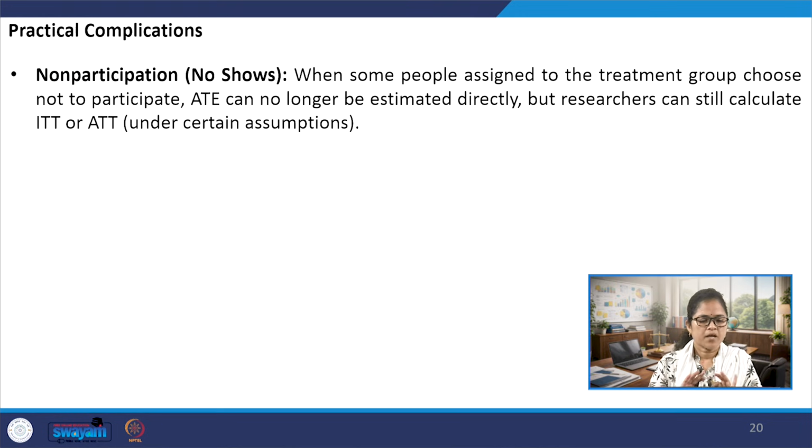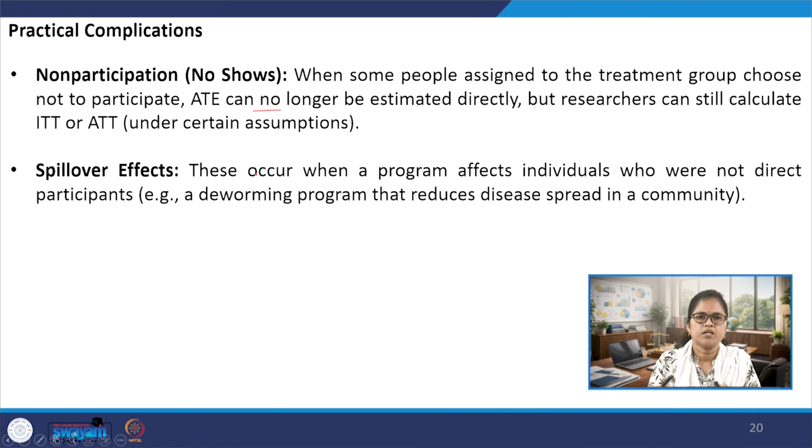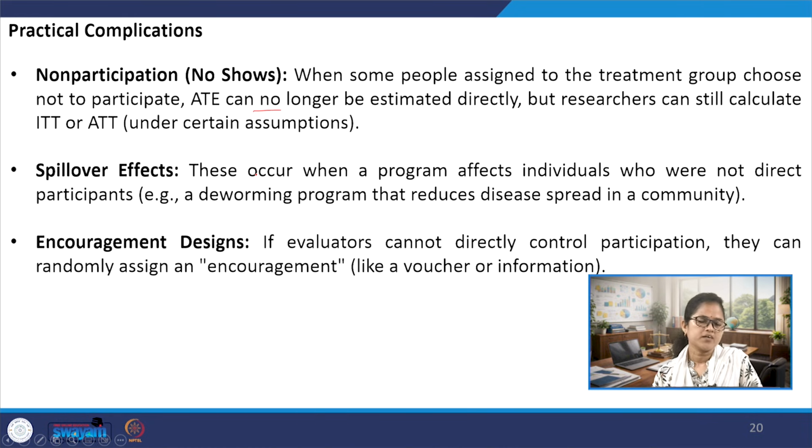So these practical complications can be in the form of no participation or no show, that we have already discussed. Although they are in the group, they preferred not to participate in that particular program. So when some people assigned to the treatment group deliberately chose not to participate, then the average treatment effect can no longer be estimated directly. Instead, we can calculate ITT or ATT depending upon assumptions.